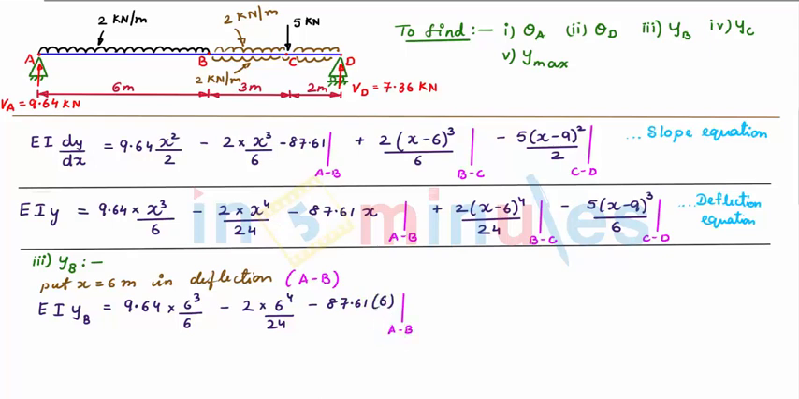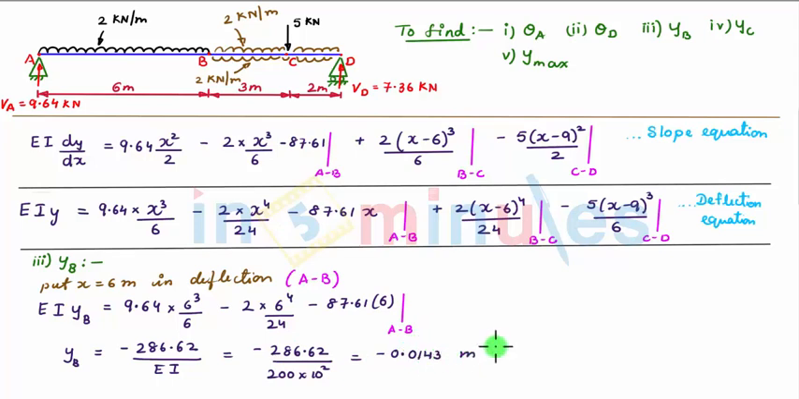So upon solving this, we get the value of YB as minus 286.62 upon EI. Upon putting the value of EI, we have YB as minus 0.0143 meters. So deflection at point B is downward deflection.